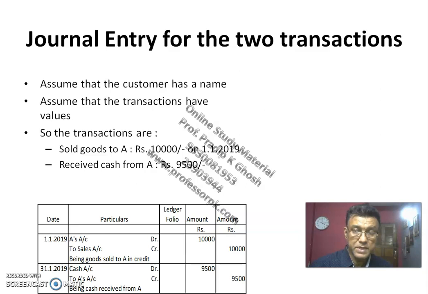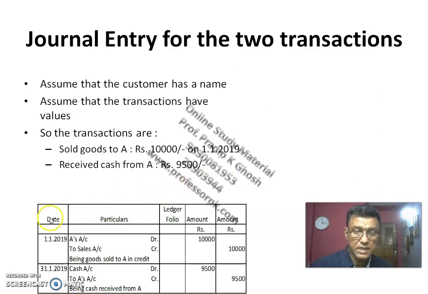Sales is a nominal account. Nominal account rule says debit all expenses and losses, credit all incomes and gains. Since sales is an income, sales account will be credited. That completes the first transaction.